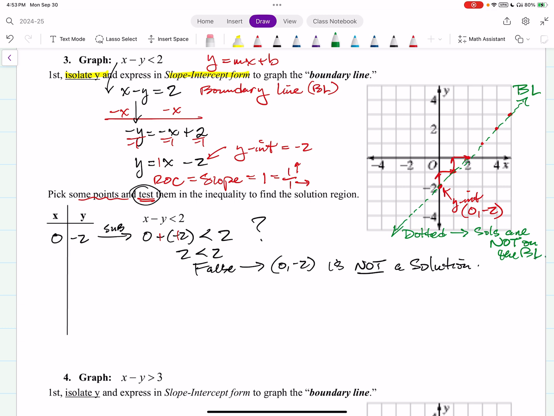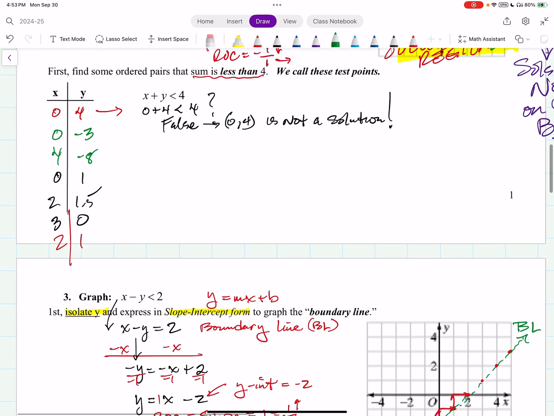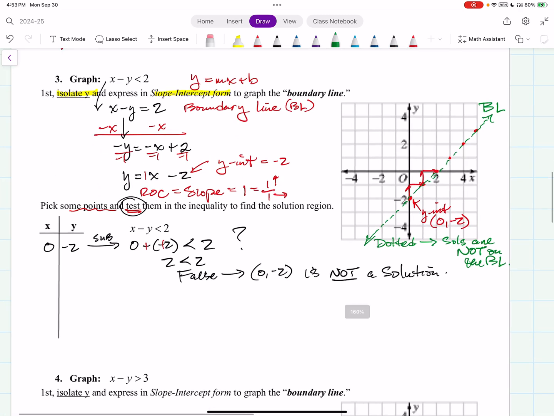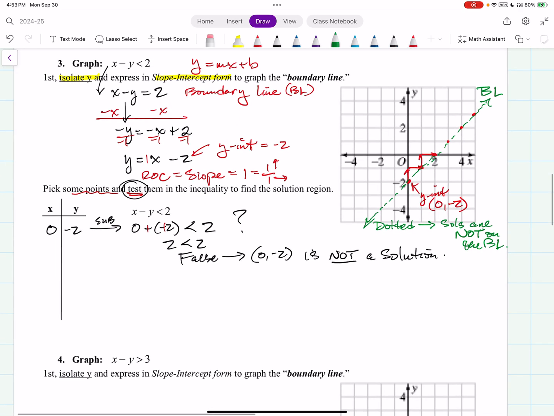So that begs the question, where are they then? If they're not on the boundary line, are they above it or below it? They've got to be somewhere, right? In the previous example, we found the solutions below the line, but are they always below the line, or are they sometimes above the line? I don't know. Let's find out. Believe it or not, there's no guessing. What you want to do is pick a point and check.